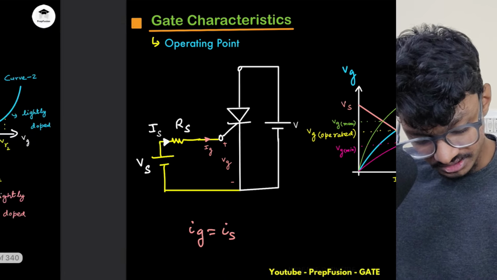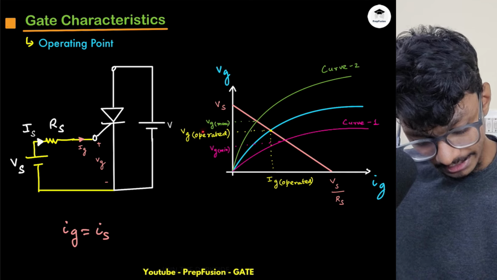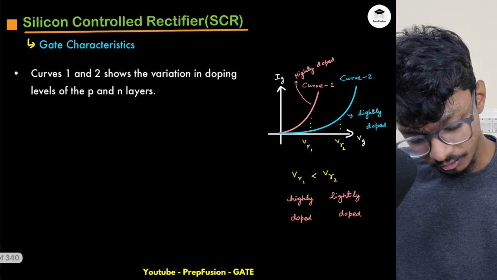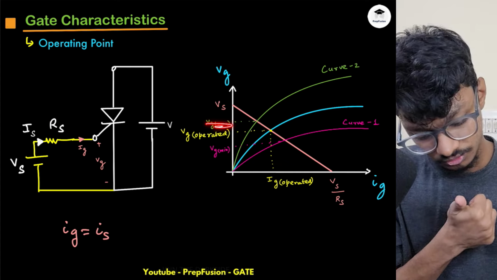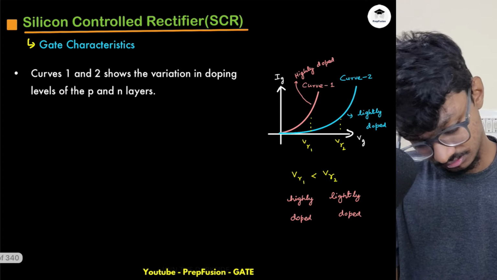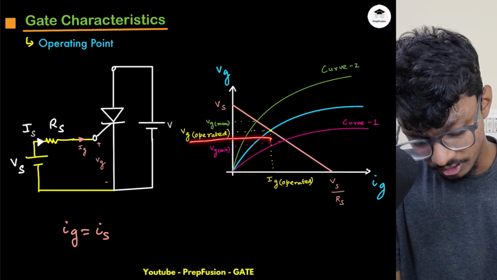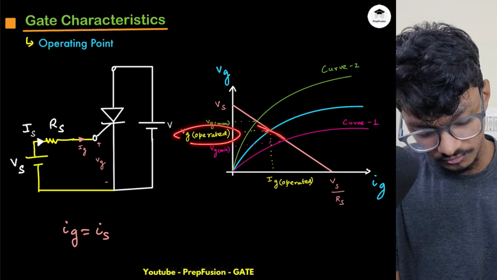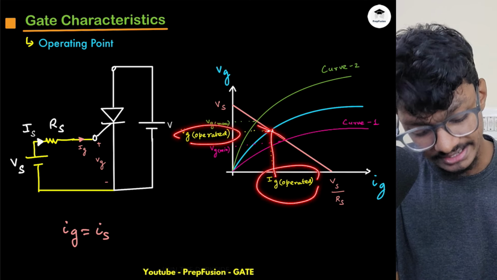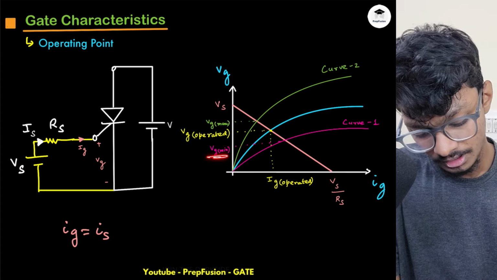So what I observe is curve 2 was slightly doped, and I need to provide more gate voltage for flowing the same gate current, so more power will it dissipate, right? So that's why this is VG max, and this is between this curve. If I moderately dope it, then I need to provide this amount of VG for it to flow, and this will be my operating point, this will be my IG operating, this will be the operating current. We will solve one numerical, there we'll understand this better. And VG minimum is this.